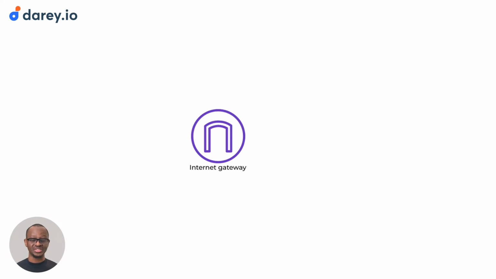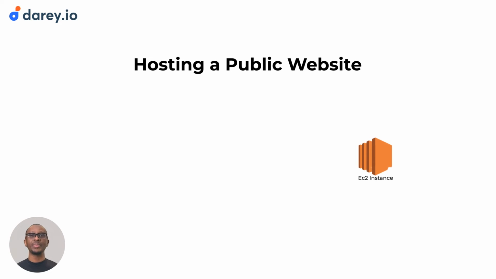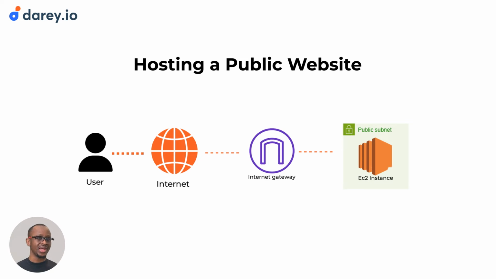When should you use an Internet Gateway? An Internet Gateway is needed whenever resources in your VPC require direct access to the Internet. Let's go through some common use cases. Hosting a public website. If you're running a web server on an EC2 instance, the instance needs a way to send and receive traffic from users on the Internet. Placing the instance in a public subnet and routing traffic through an Internet Gateway allows this to happen.